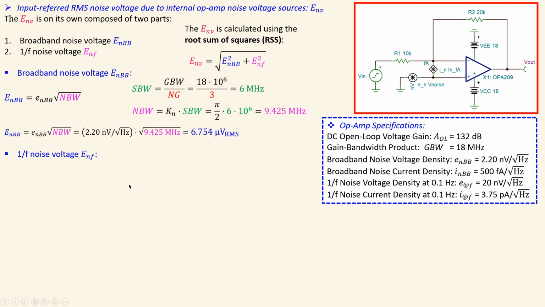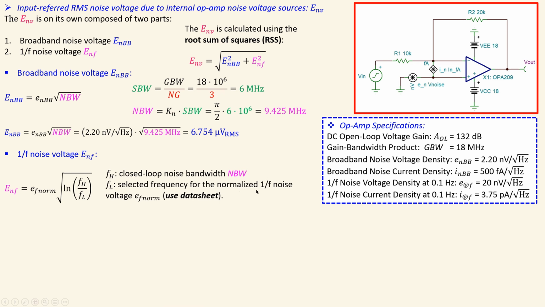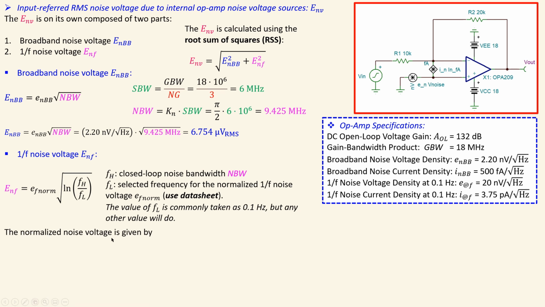Now for the 1/f noise, which is dependent on frequency, that will be given by this expression. I won't derive this, it is a formula you can just use. Of course, there are some books and literature that can give you the derivation. Here is the upper cutoff frequency. It is given by the closed-loop noise bandwidth, so you can just fill in the noise bandwidth which you have. There's a normalized noise voltage for this part, and we have also a lower cutoff frequency, which will be just a selected value. So this is the selected frequency for the normalized 1/f noise voltage. This is sometimes taking a different value, and most of the time it is 0.1 Hertz, but any value will do the job. So the normalized noise voltage, this one, is given by this expression.